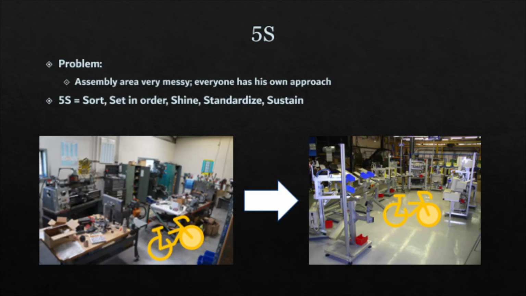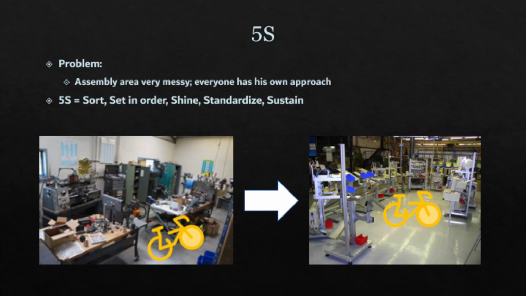Now I want to explain the next lean principle, which is 5S. 5S stands for sort, set in order, shine, standardize, and sustain. Since the assembly area was very messy and every operator seemed to have his own approach, which was sometimes not efficient at all, change was required. 5S helped to remove these kind of issues.